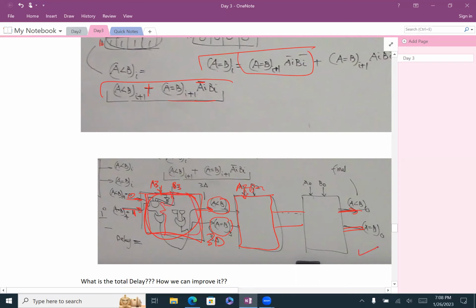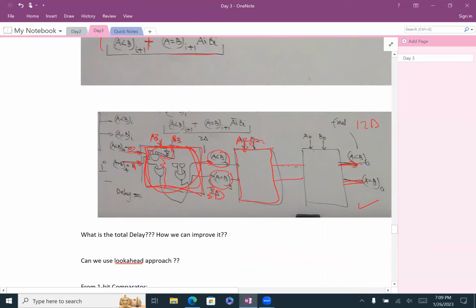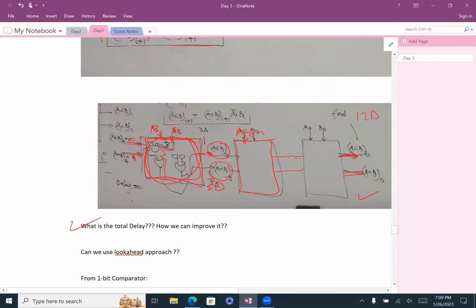And to get the final result, how much do you need? You need 3, 3, 3, and 3, which is 12. So the final result is going to take 12 delta, correct? So the total will be 12 delta. Do you have any question about how we found the delta? Each block is going to take 3 delta, and you have 4. So it's going to take a total of 12.